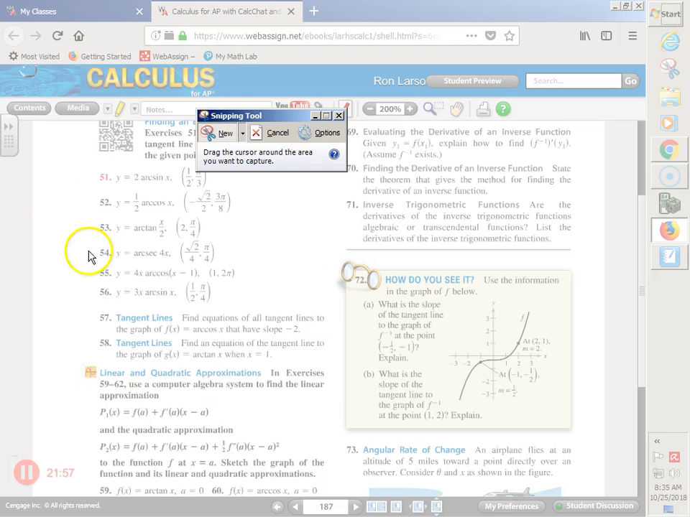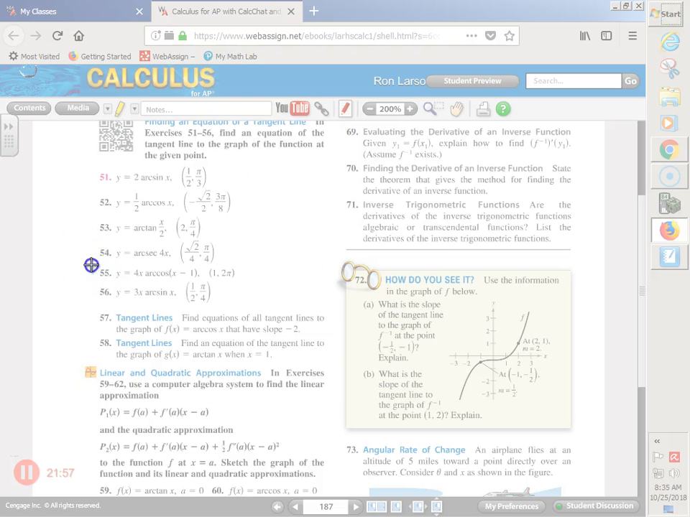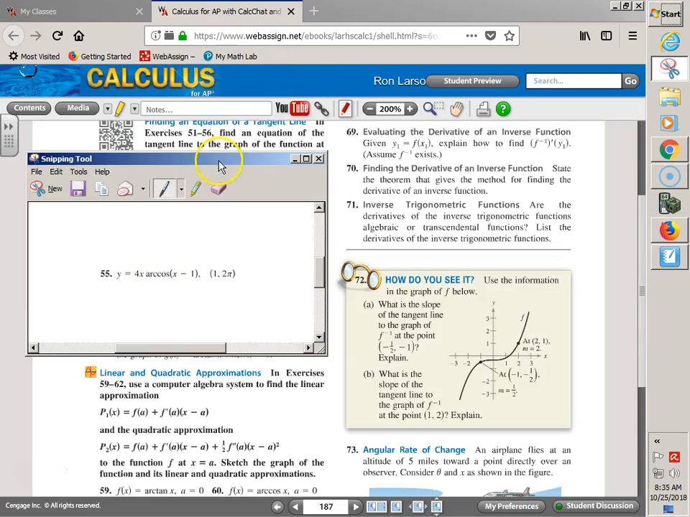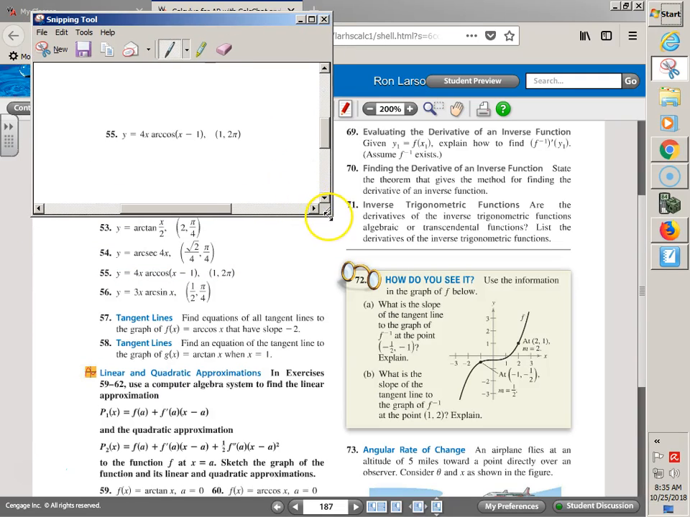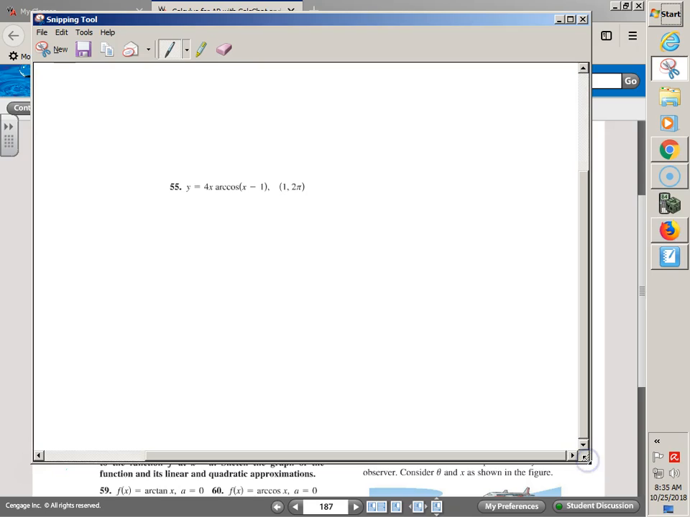If you guys got 55, you can get your notes out and get it ready. But the directions for 55 are equation of a tangent line. Double check me, but I think that's what it was. I looked really fast. Equation of a tangent line.